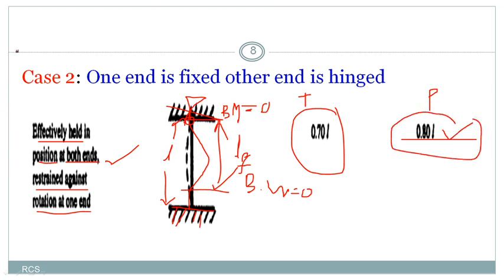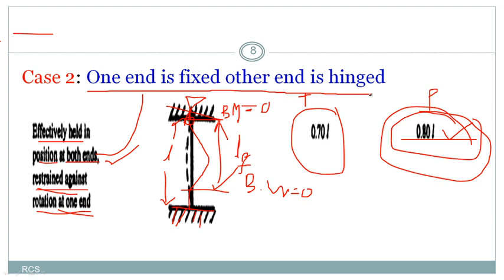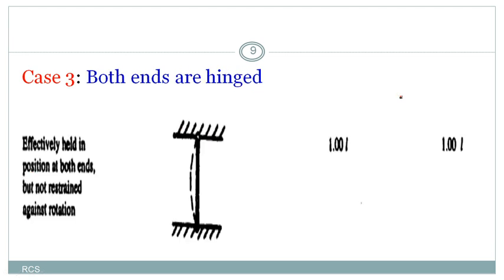See here, what is the case? Effectively held in position at both the ends, but restrained against the rotation at one end. That is nothing but one end is fixed, another end is hinged. Like that, we can calculate the effective length according to this case number 2. So let us go for case number 3.